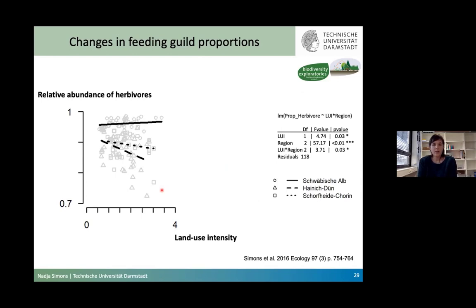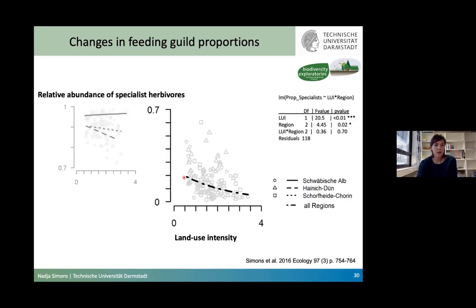Although herbivores are the dominant feeder group among the vegetation-dwelling arthropods in our data set, and predators are not as frequently sampled as herbivores, the relative abundance of herbivores even decreased with land use intensity. So we saw that land use intensity decreased plant diversity and also decreased herbivore diversity and relative abundance. This loss in herbivore abundance is not equally strong across all herbivore species. Specialist herbivores are much more strongly affected than generalist herbivores. Specialists show a clear decline in abundance with land use intensity.